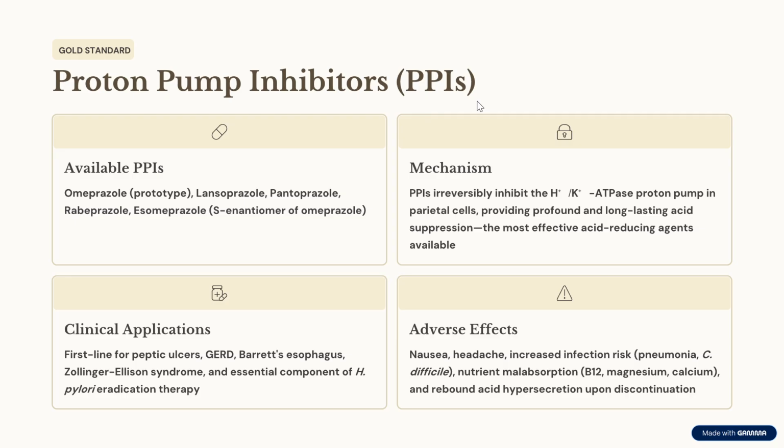These can be used as first line agents for peptic ulcers, GERD, Barrett's esophagus, Zollinger-Ellison syndrome, and are an essential component of H. pylori eradication therapy. Their adverse effects include nausea, increased risk of infections like pneumonia, some malabsorption of nutrients like vitamin B12, magnesium, calcium, etc. and rebound acid hypersecretion upon discontinuation is also observed.